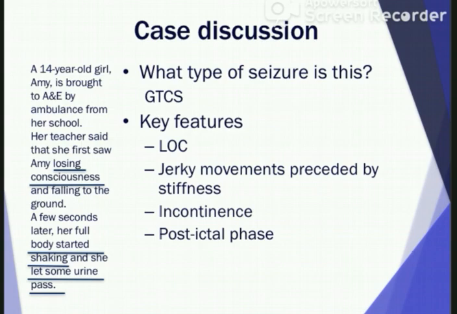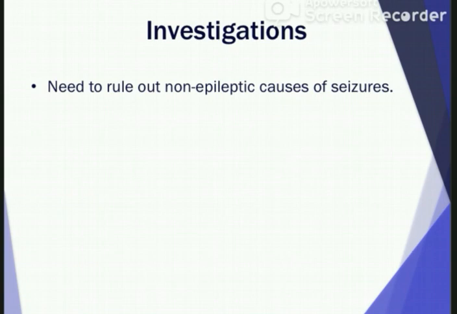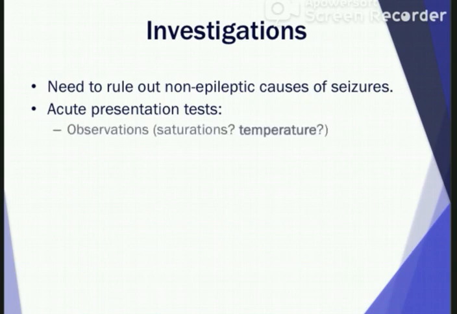So what happens next? Let's talk about investigations. So we need to rule out non-epileptic causes of seizures, and this is particularly important because non-epileptic causes are mostly reversible and very easy to treat and can restore normal brain activity. So in an acute presentation of seizures, the test that we need to do is first do observations.